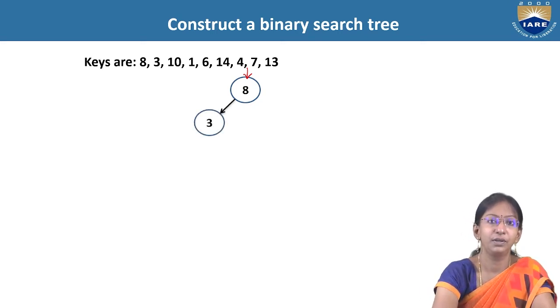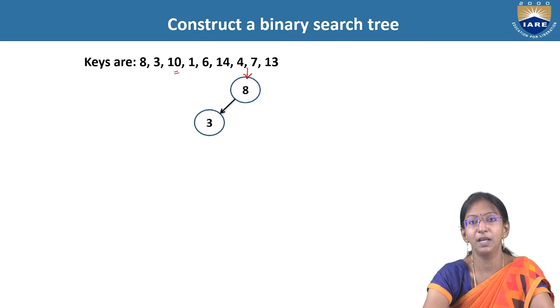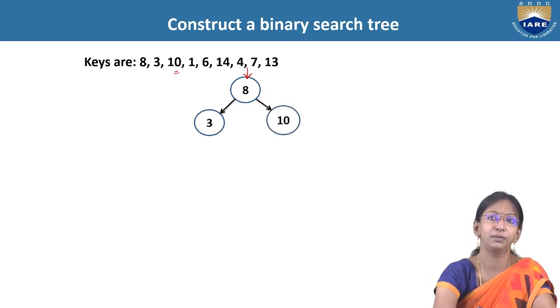Right. Now, it is the left child of 8. The next element is 10. Again, start comparing with the root node first. Is 10 greater than 8 or not? As it is greater than 8, it is going to come and sit as the right child of 8. As the right child position of 8 is empty, you can definitely place it. Place it. Right?